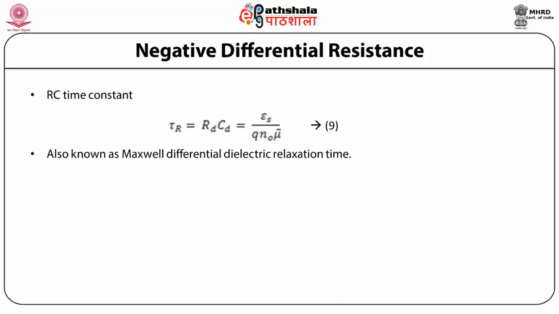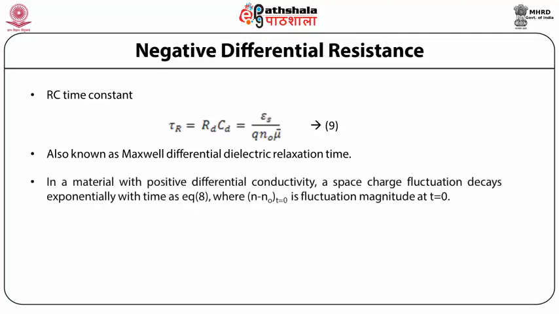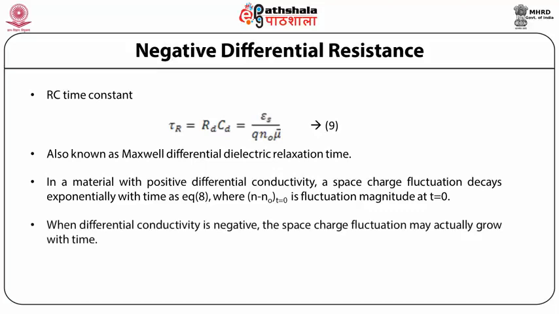This is also known as the Maxwell differential dielectric relaxation time. So in a material with a positive differential conductivity, a space charge fluctuation decays exponentially with time, as in equation 8, where n minus n naught at t equal to 0 is the fluctuation magnitude at t equal to 0. When differential conductivity is negative, the space charge fluctuation may actually grow with time.